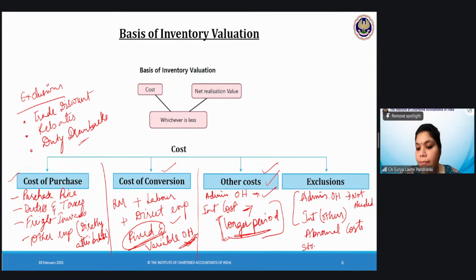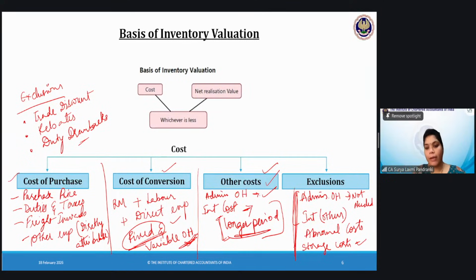That is one thing. And storage cost. Again, this also comes with an exception: if the storage cost is needed for your product, then you can add it. It is very important that this product needs the storage cost, then you can add it. If not, you will exclude it. So all these come with an exception. Just think in your mind: is this cost needed for my product right now to bring it to my location or to use it? If I need to incur this cost, then you add it. If not, you will have to exclude it.